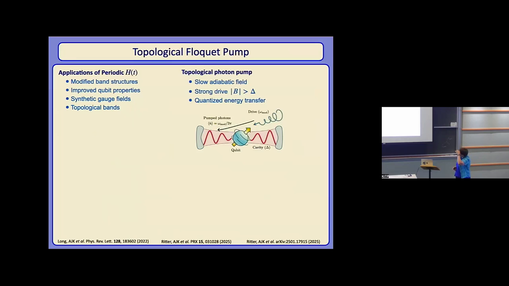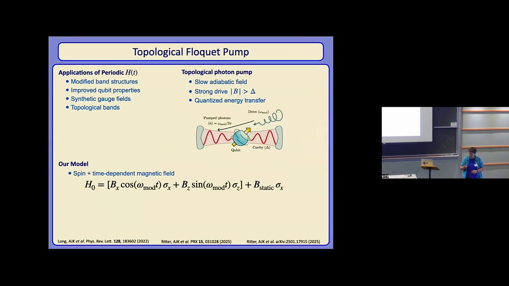The particular case that we wanted to look at, in collaboration with Alicia, is realizing a topological pump. This is going to be a spin 1/2 in a cavity, subject to a rotating magnetic field. And if we can get this into the right regime, then there's actually a quantized energy current from the drive into the cavity.